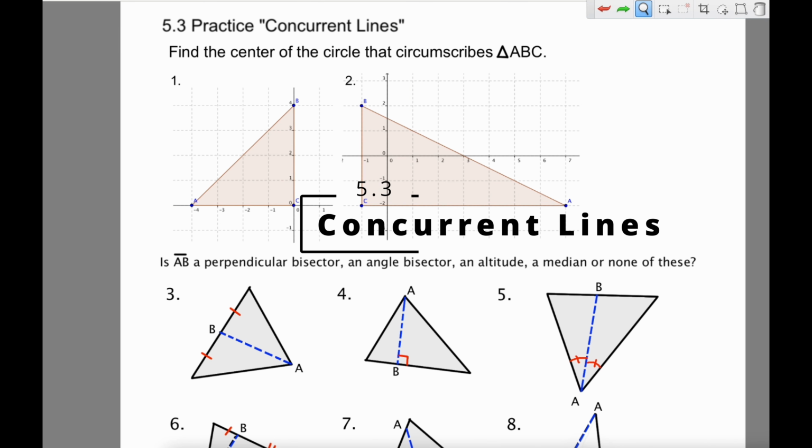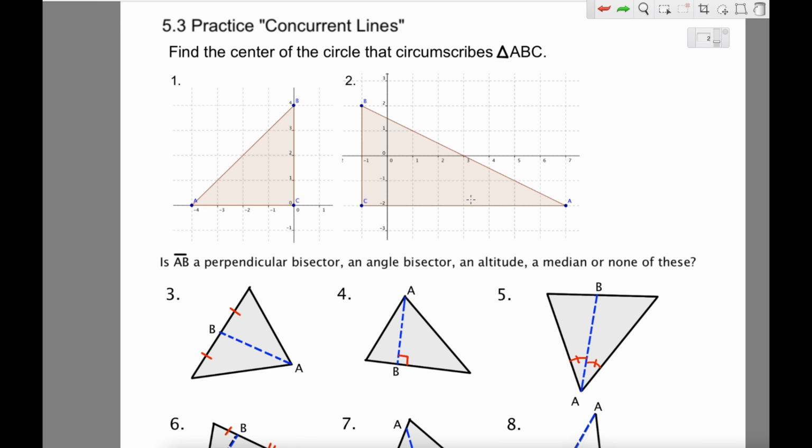I said I would give you some practice solutions here for 5.3 concurrent lines. And I know we did some of the first already, so skip ahead if you have already done this part and want help with the later part, but I'm just going to run through it real quick anyway. So find the center of the circle that circumscribes ABC. So we need to find the circumcenter.